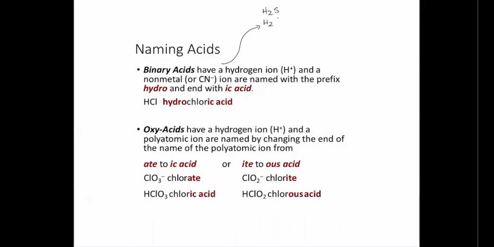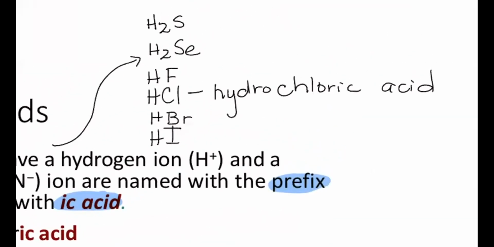H2S, H2Se, HF, HCl, HBr, HI. Those are the binary acids. How do we name binary acids? We utilize the prefix hydro, then the stem of the name of the nonmetal in our acid, and the end is going to be ic acid. In the example, HCl, which we have here in the list, is hydrochloric acid.